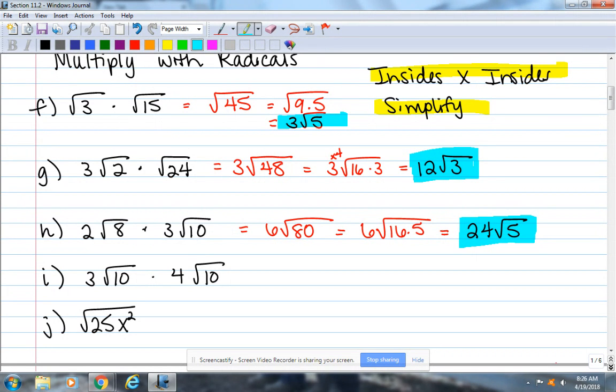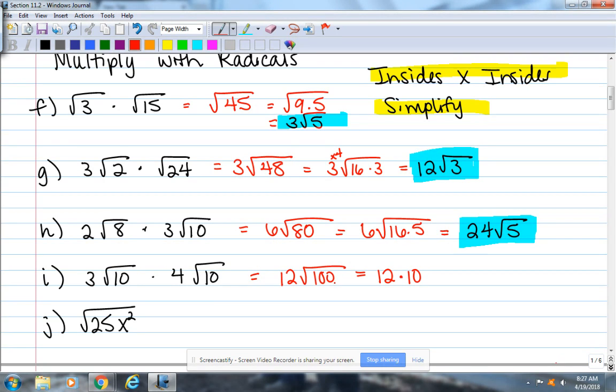Oh, okay. Good job. So, outside times outside, inside times inside. What's 3 times 4 on the outside? Times the square root of what? 100. Now, what's special about 100? A perfect square. So that means when I take the square root of 100, I don't have any radicals left, right? It's just a number, right? What is the square root of 100? 10. So this is the same thing as saying 12 times 10.